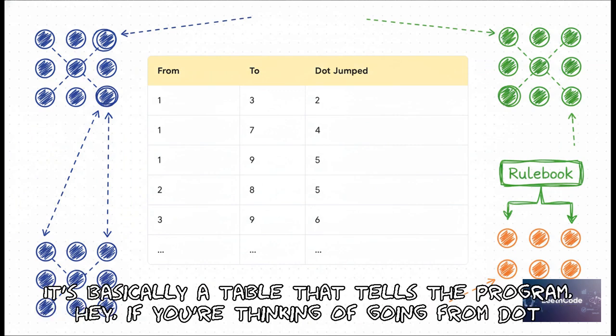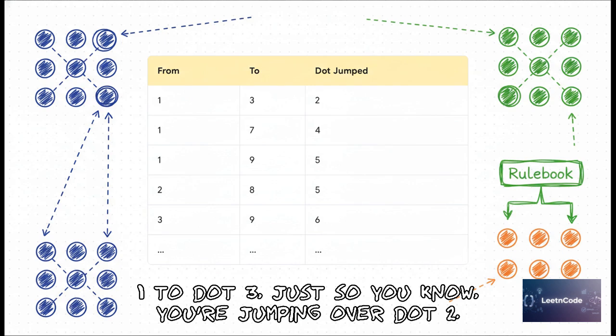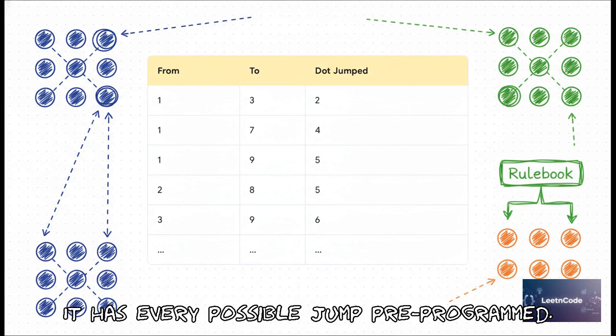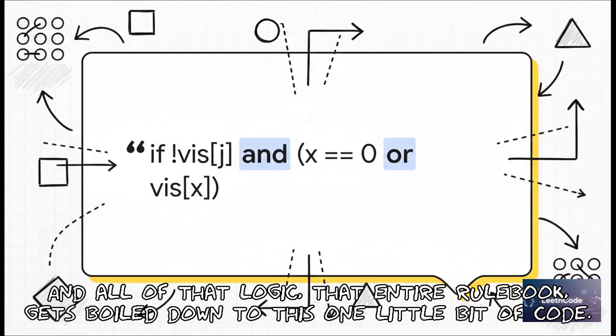It's basically a table that tells the program, hey, if you're thinking of going from dot 1 to dot 3, just so you know, you're jumping over dot 2. Or going from 1 to 7, you're jumping over 4. It has every possible jump pre-programmed. It's genius. And all of that logic, that entire rulebook, gets boiled down to this one little bit of code.